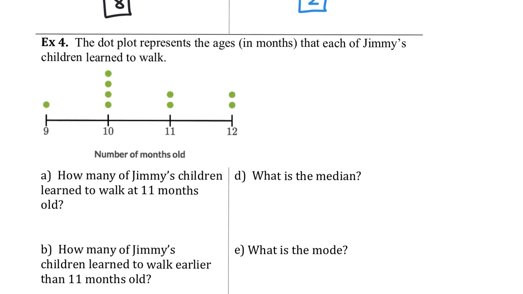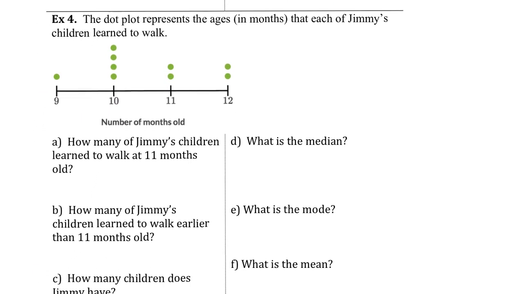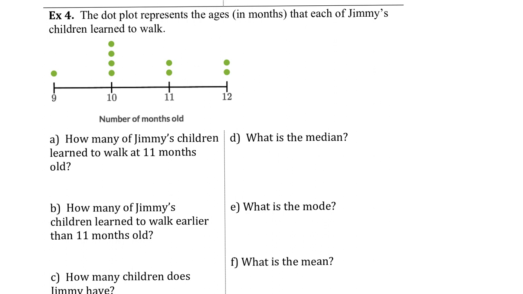Okay, next one's similar. If you want to, go ahead and answer the questions on your own. Okay, the dot plot represents the ages in months that each of Jimmy's children learned to walk. So this is saying one of his children learned to walk at 9 months. So how many of Jimmy's children learned to walk at 11 months? Okay, at 11 months, there's 2 dots, so 2 children.